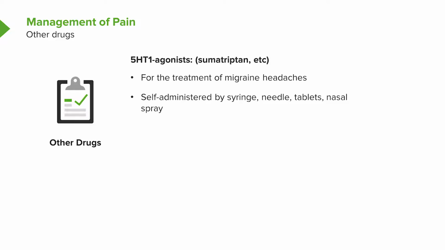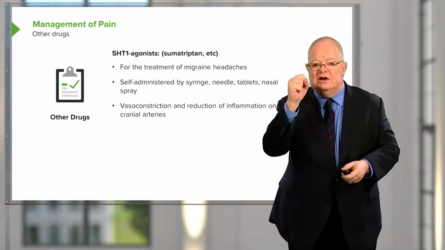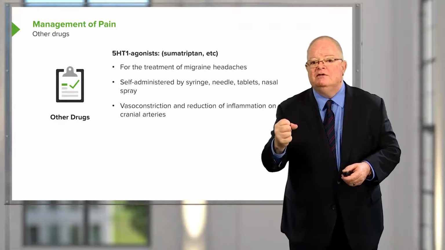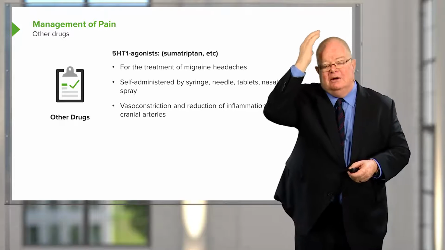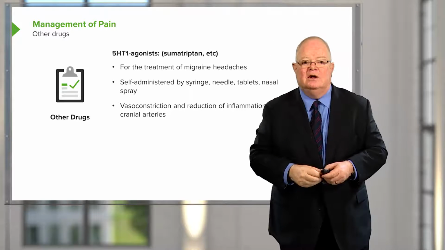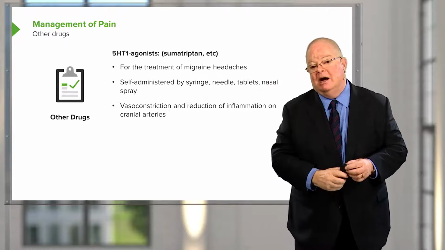They can be self-administered by preloaded syringe. You can take tablets, or you can actually use nasal spray, which is quite quick because it's rapidly absorbed by the nasal mucosa, and you're right near the brain when you administer it. So it can actually be quite effective. They cause vasoconstriction, tightening of blood vessels, and reduction of inflammation of the cranial arteries. So the arteries that come on the outer surface of the skull primarily, some of them perforate the skull. And these are the arteries that become dilated and throbbing in migraine headache.